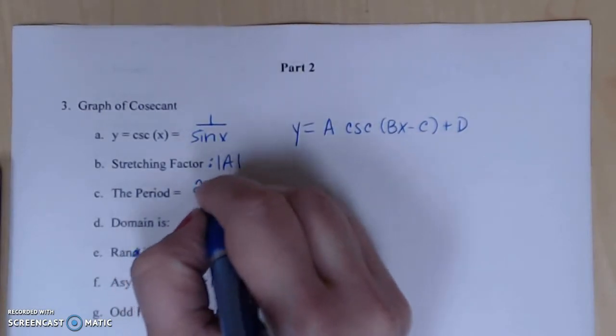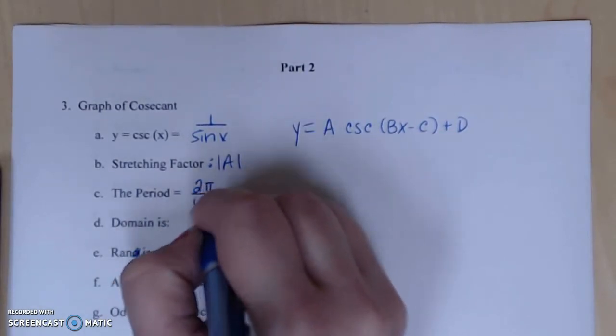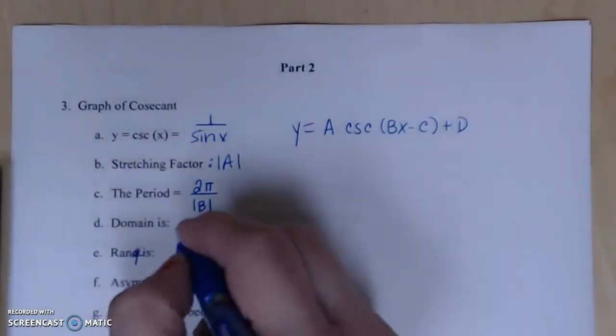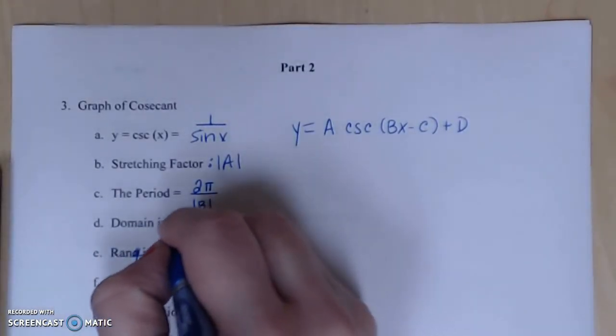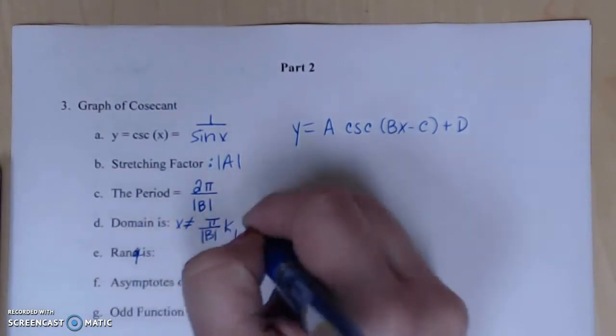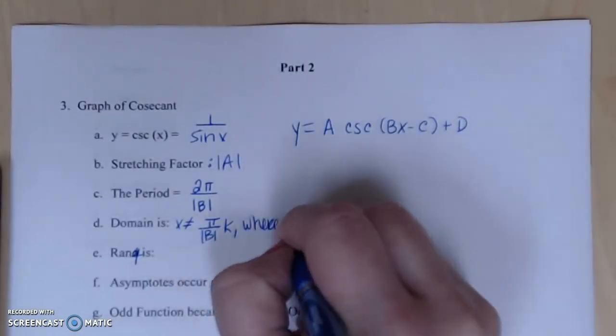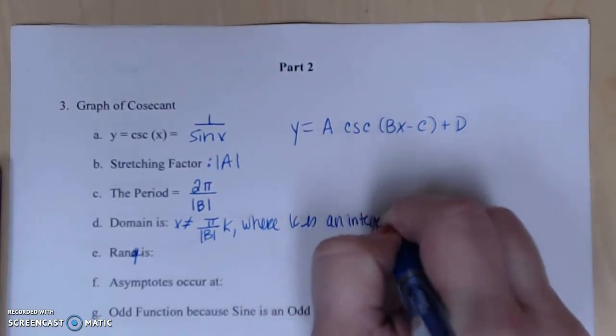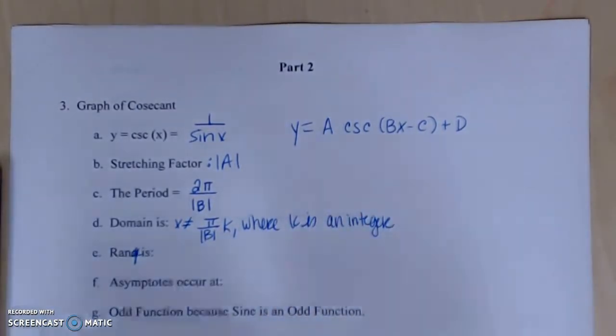Its period is equal to 2 pi over the absolute value of b. Its domain: x cannot equal pi over the absolute value of b times k, where k is an integer. And once we get down here to the graph, you'll see how that is more relevant.